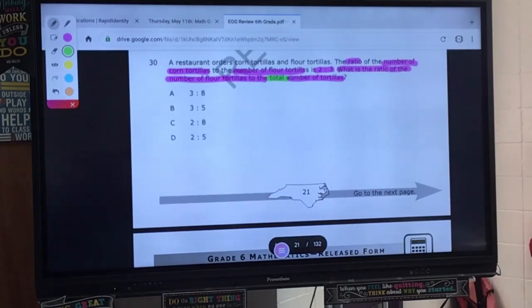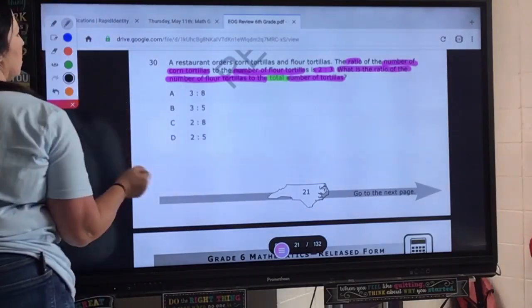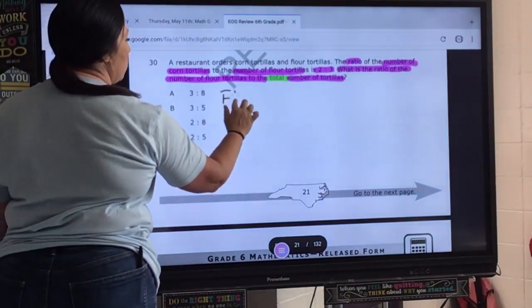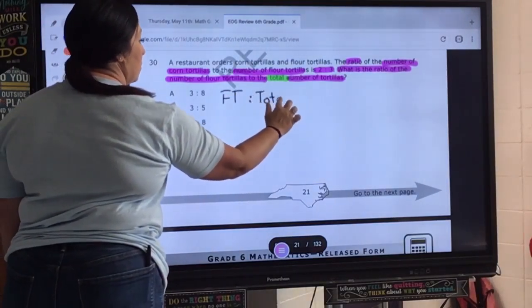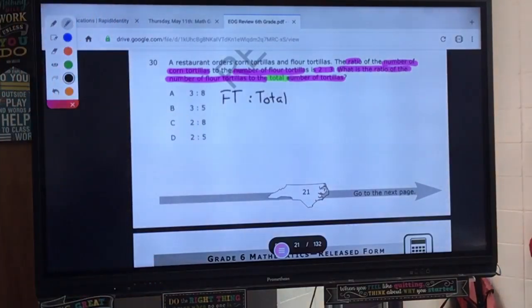So when we're doing our ratio, 2 things. One, we need to know that flour tortillas to total tortillas. So the total tortillas, is that going to be 2 or 3? The total number of tortillas we have. Well, what is the 3 representing? So is that the total? It's not the total.